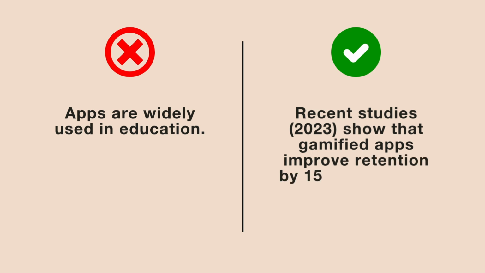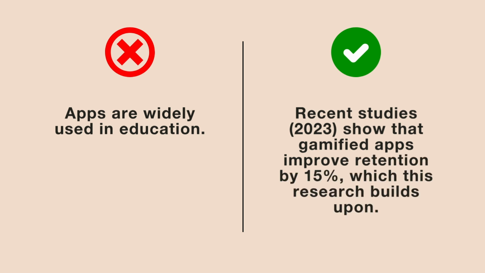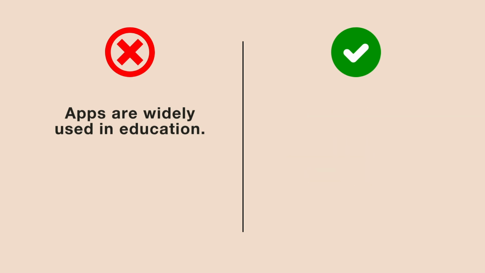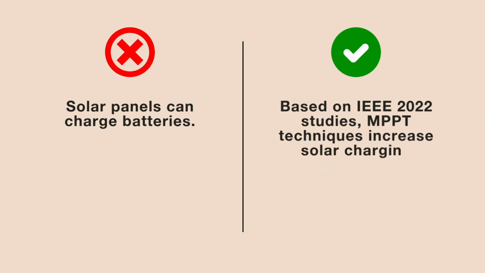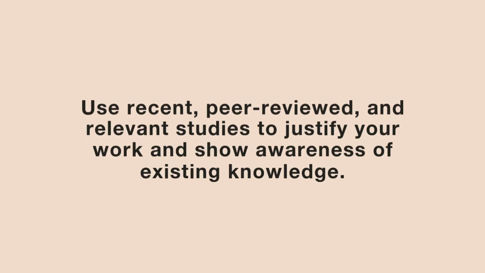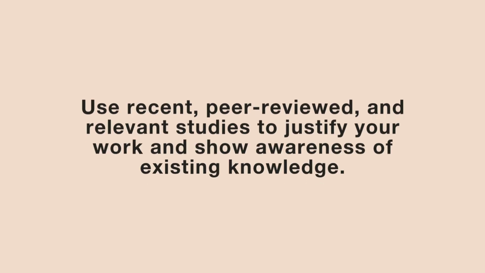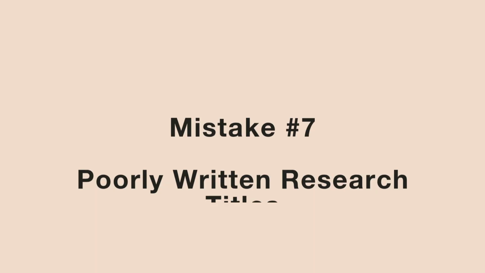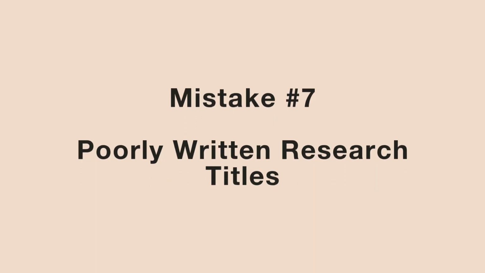So you can rephrase this in this way. Recent studies in 2023 show that gamified apps improve retention by 15%, which this research builds upon. Or, based on IEEE 2022 studies, MPPT techniques increase solar charging efficiency by 20%, which this project adopts. So now, it shows you're building on up-to-date and relevant knowledge, which helps justify your project and demonstrate academic credibility. So make sure to use recent peer-reviewed and relevant studies to justify your work and show awareness of the existing knowledge.